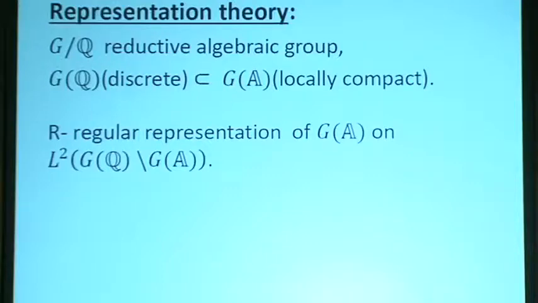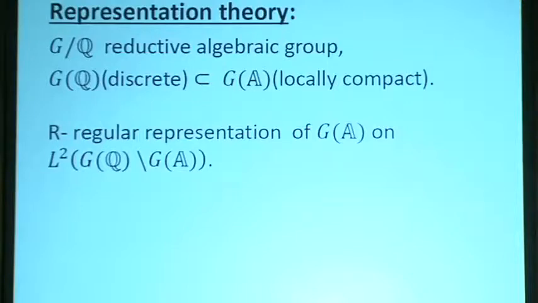So you take G to be a reductive algebraic group over Q, and then you can take its Q-rational points, and that then embeds as a discrete subgroup of a locally compact group consisting of the adelic points in the group. And then R, one would take R to be the regular representation of G(A) by right translation on the Hilbert space of square integrable functions on G(A) over G(Q).